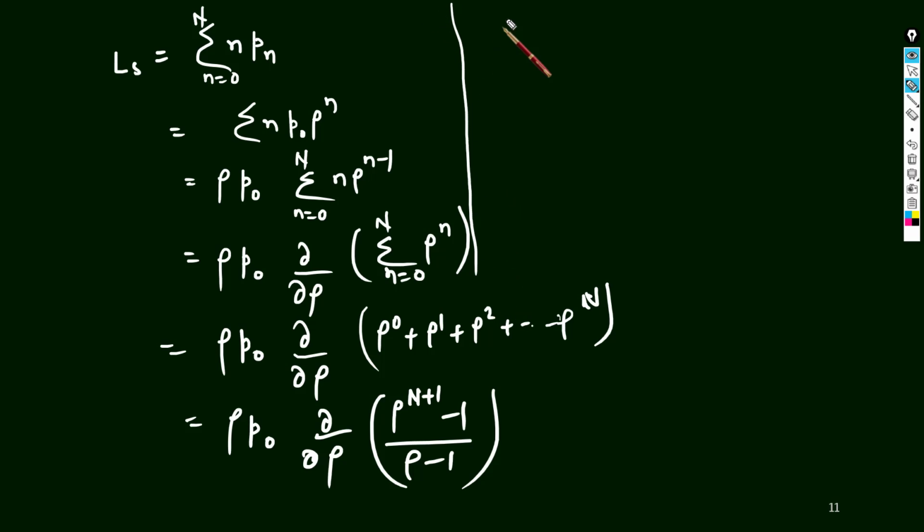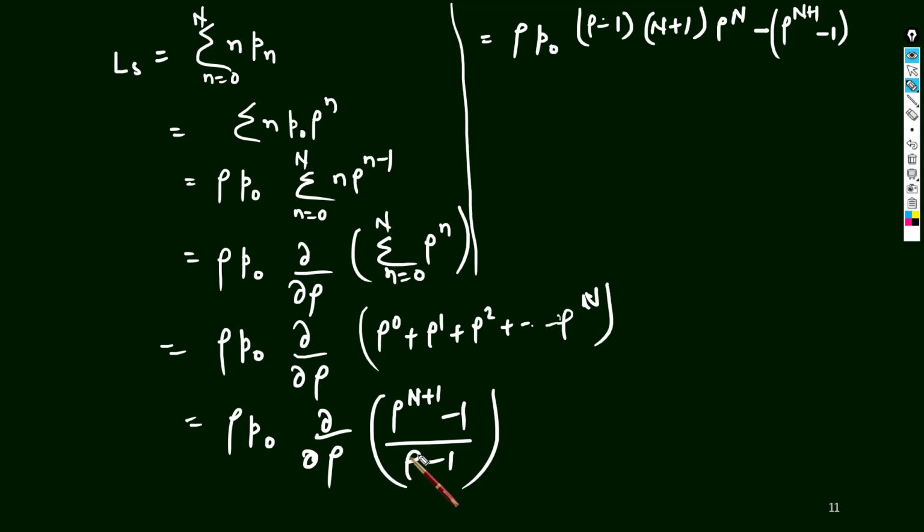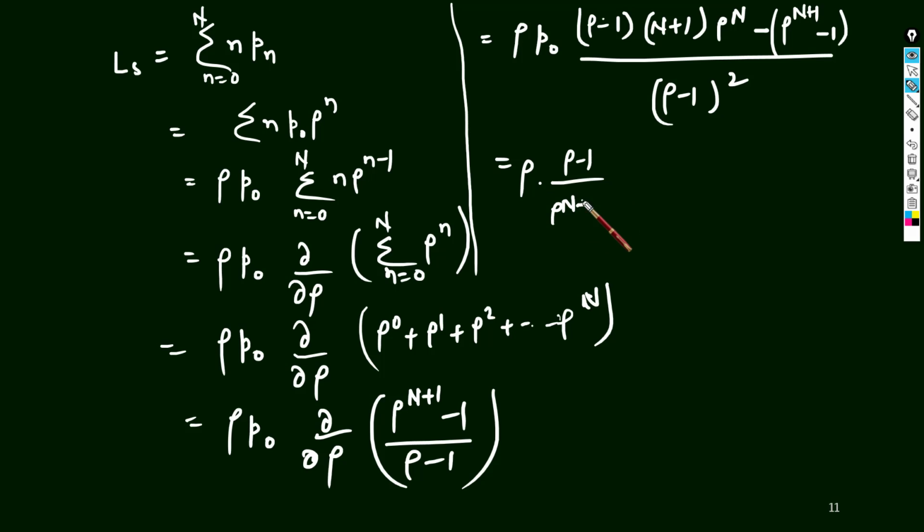Look at this one. So we can write rho P naught, this will be rho minus 1, and the derivative of this is n plus 1 rho to the power n, minus rho to the power n plus 1 minus 1, into, what is the derivative of this? This is 1 divided by rho minus 1 to the power 2. Okay, now what is P naught value? P naught is, we have derived, rho into rho minus 1 divided by rho to the power n plus 1 minus 1.